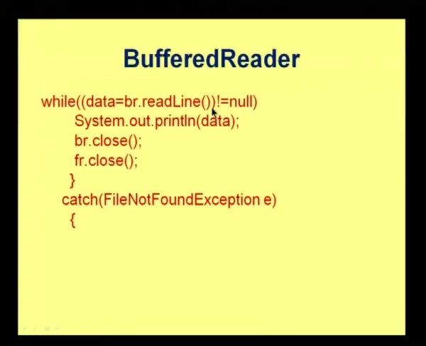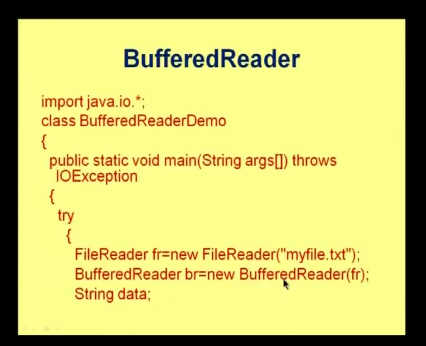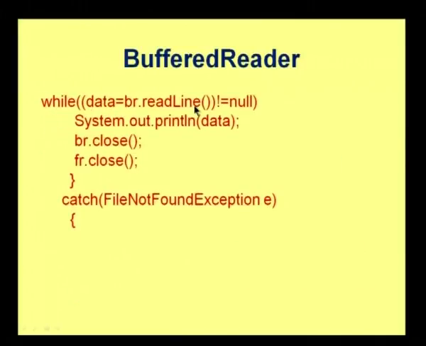So this is the difference between your FileReader and your BufferedReader. From your FileReader, the data is read character by character, whereas from your BufferedReader, you can read in a particular buffer size. It means that it may be the end of the line or a particular buffer size. So here we have used br.readLine. If I have the contents, then it would be printed. Then I am closing my BufferedReader as well as my FileReader.